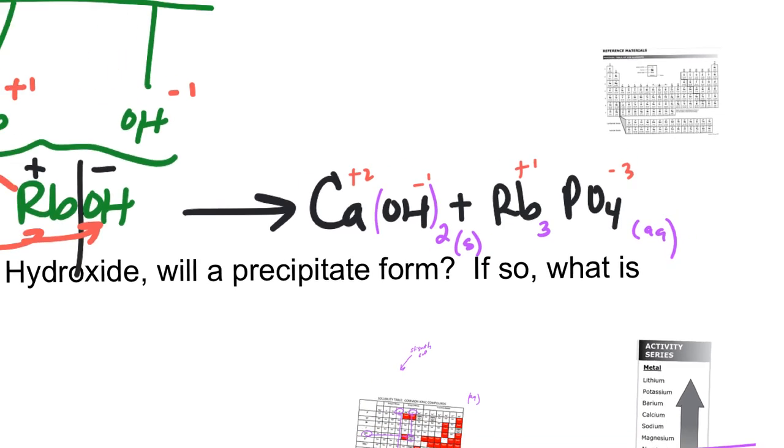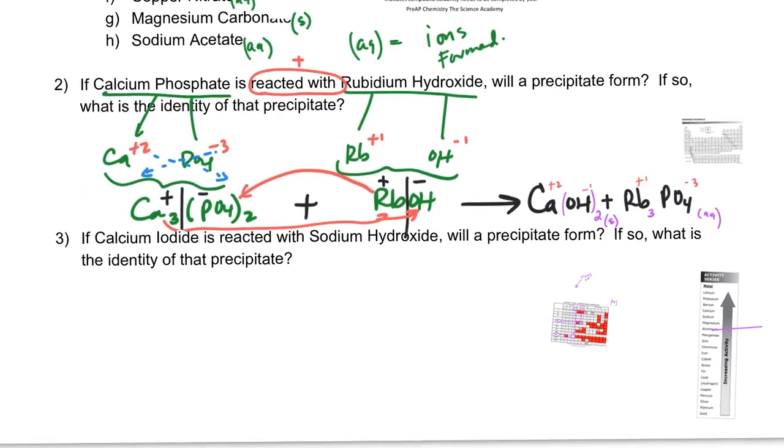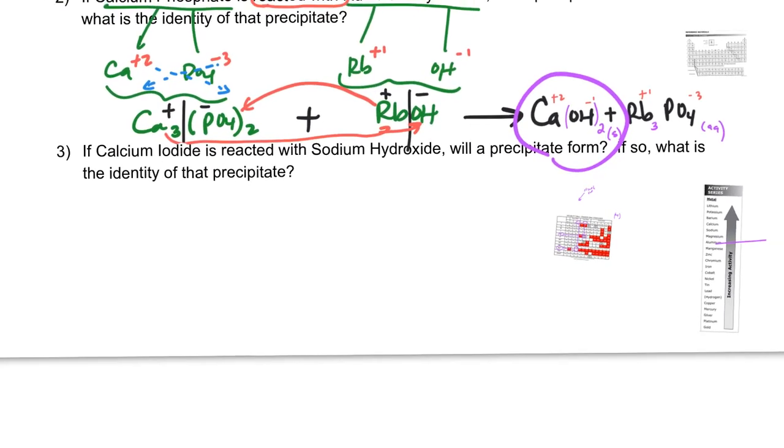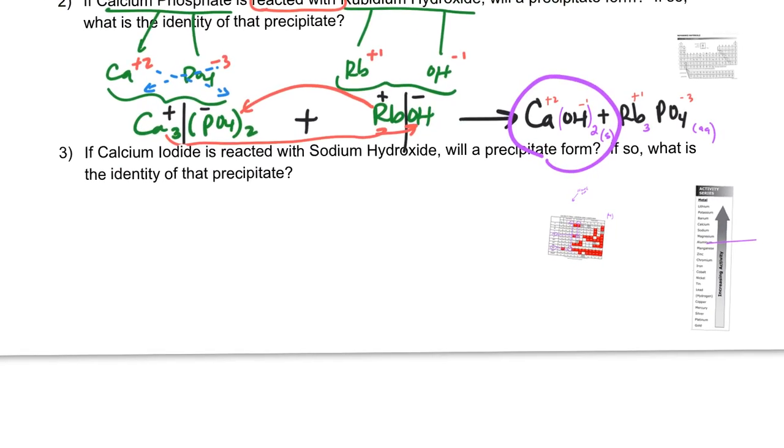If we zoom out and take a look at the question one more time, which one will form the precipitate? Well, the answer here is going to be the calcium hydroxide. This here is the precipitate. All right, let's take a look at the next problem, number 3. It's the same type of problem. It's just asking you which one's going to form a precipitate.